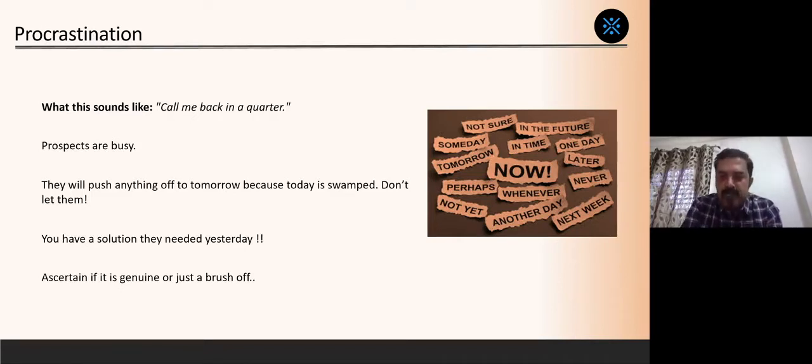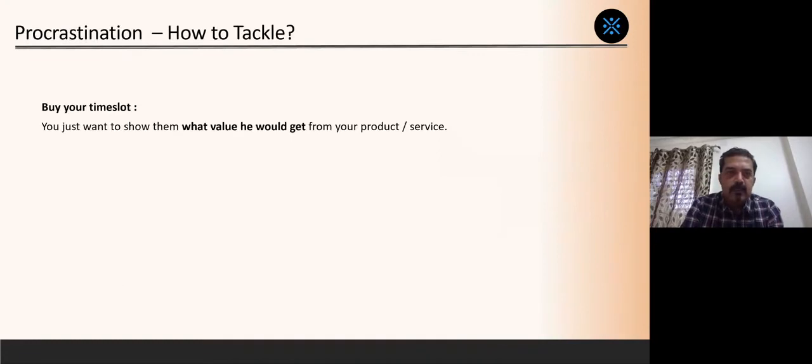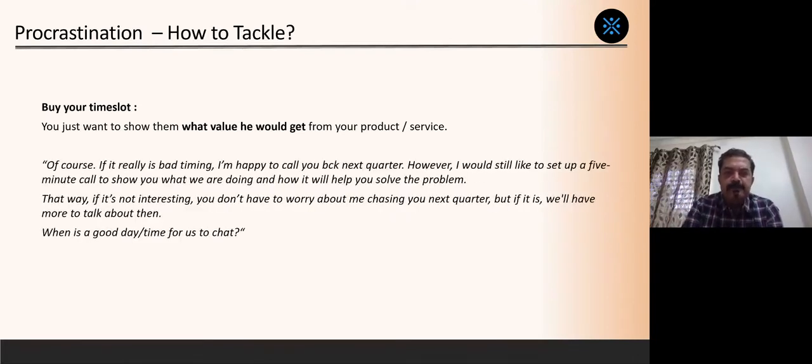So first you need to ascertain whether it is a genuine situation or not, and if it is not, obviously you need to figure out how to tackle it. The way you tackle it, similar to your brushoff approach, is to buy time to make them realize the value, right? What is in it for him should be conveyed to him. Till that time, you need to keep buying time from him.